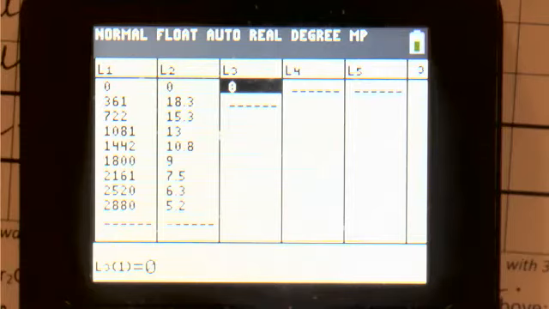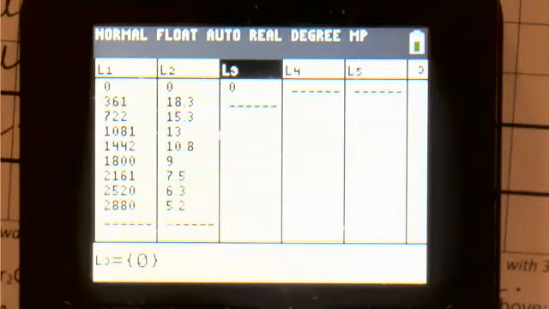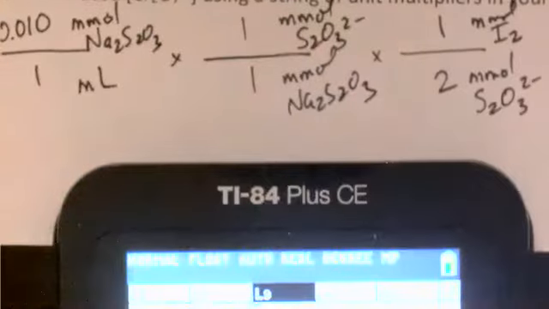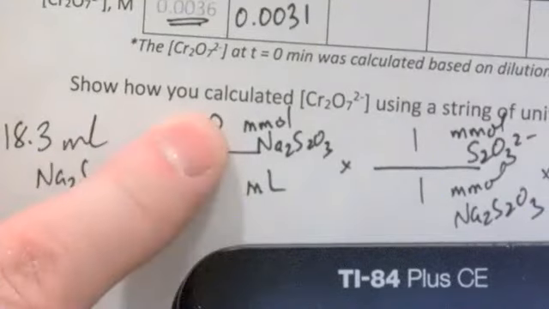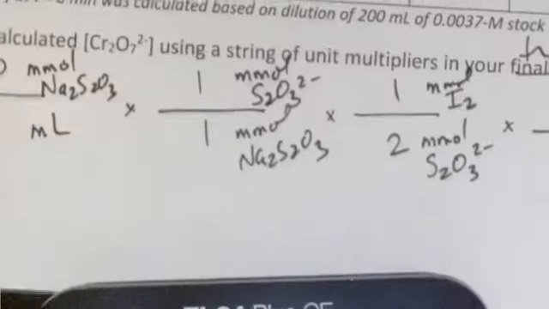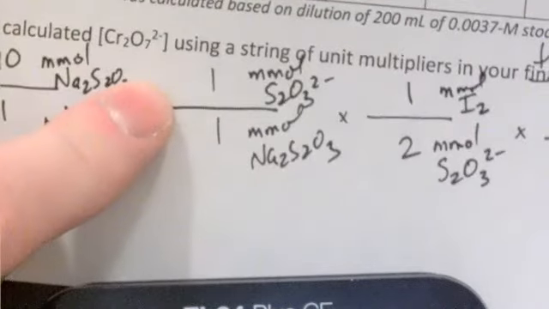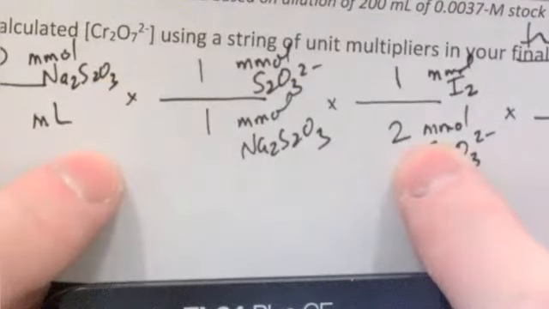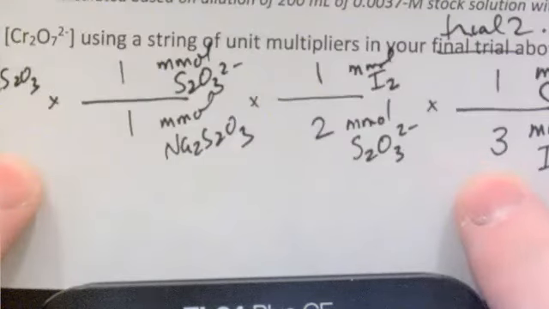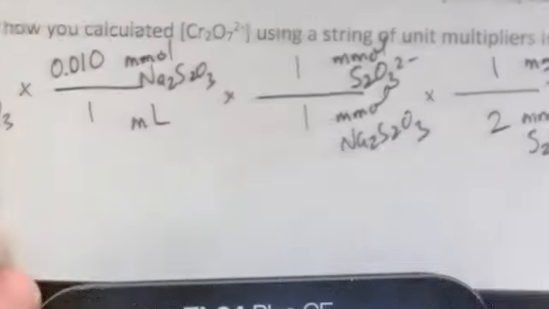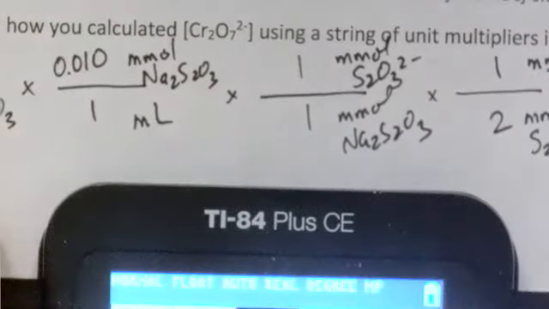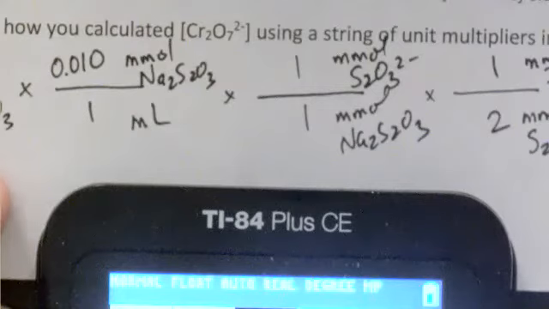Put your cursor on top of the L3 symbol. Now look at what we did with our unit multipliers. What did we do with the volume? We times it by 0.01. Then what did we do? Well, we can skip the next one. It's just ones. We divided by 2, right? And then we divided by 3. And then we divided by 10. Didn't we? So let's just say L3 is equal to what?